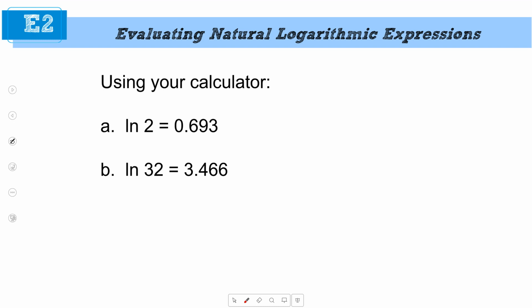Natural log of 32. As the number gets bigger, the natural log should get bigger because you're moving further down that x-axis. I don't have it in here, but just for giggles, take the natural log of 1,000,000. Okay, so it's a bigger number.